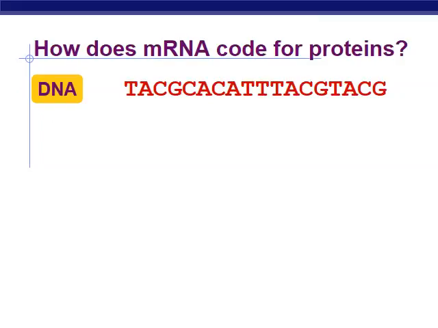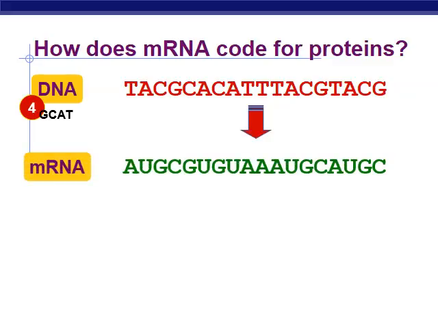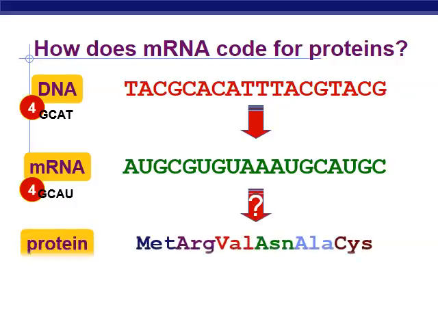How does mRNA code for proteins? There are only 4 letters in the code, G, C, A, and T, and those get transcribed directly into 4 letters of an mRNA code, G, C, A, and U, where U takes the place of T. This needs to be translated into proteins, and proteins have 20 different variations of amino acids.